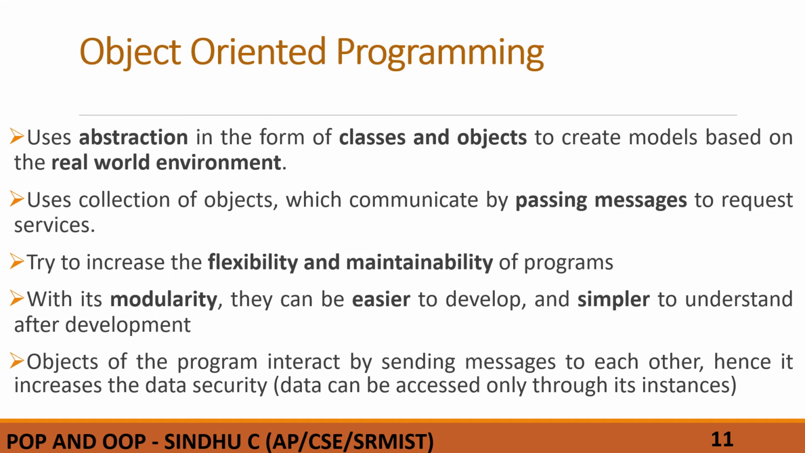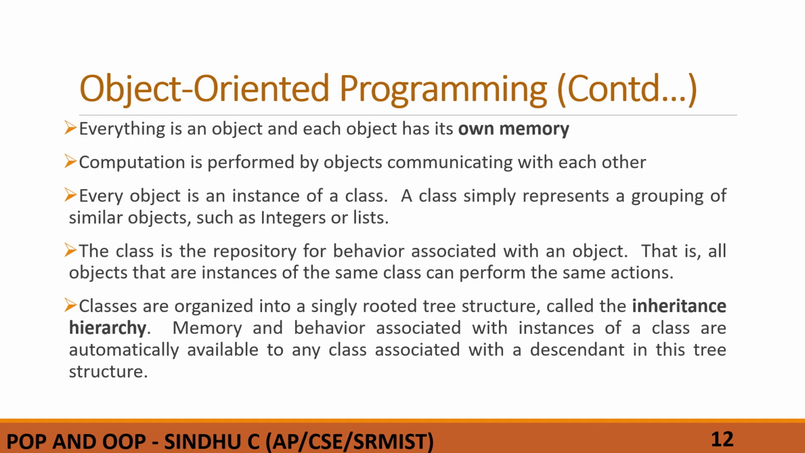Objects of the program interact by sending messages to each other. Hence, we can increase the data security. You can restrict which can access it and which cannot access it. Now, every object has its own memory in object-oriented programming. And as was already told, objects communicate with each other and that can be used for computation.